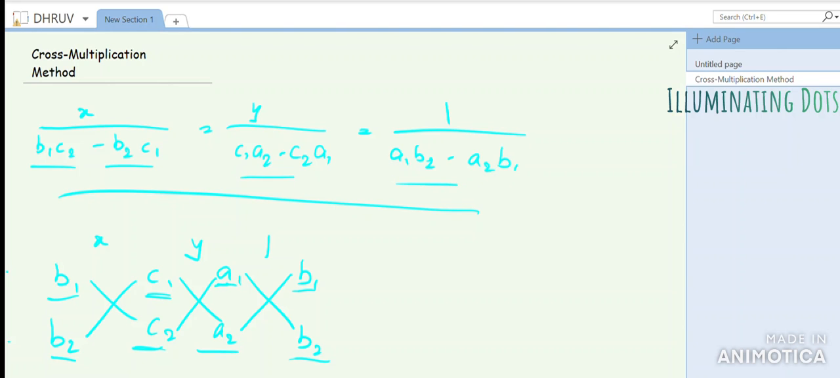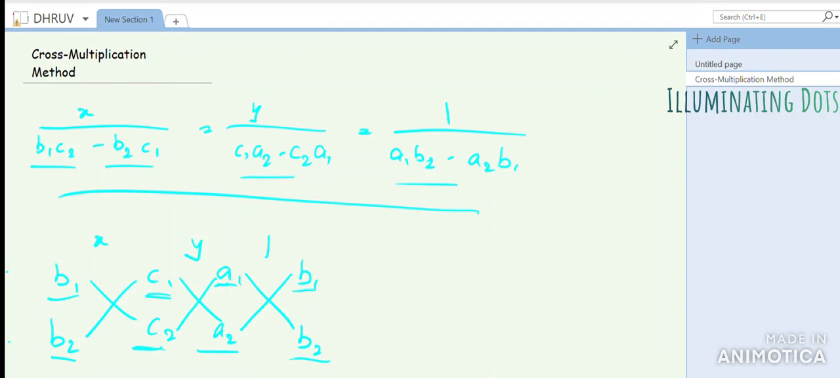Now, the second most important thing: a1, b1 and a2, b2 are the coefficients of x and y respectively of the first and second equations, and c1 and c2 are the constants of the first and second equation respectively. These are something you have done in the second exercise also, so we know that much.